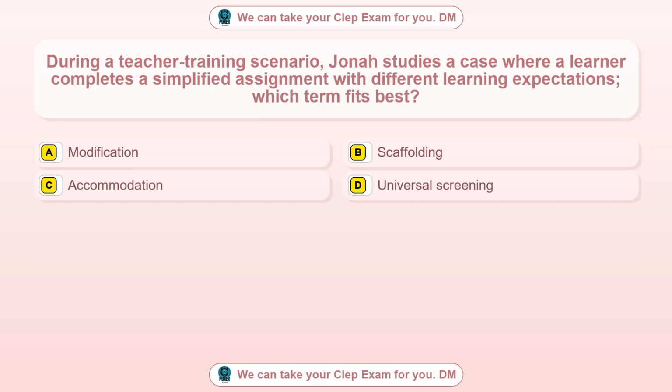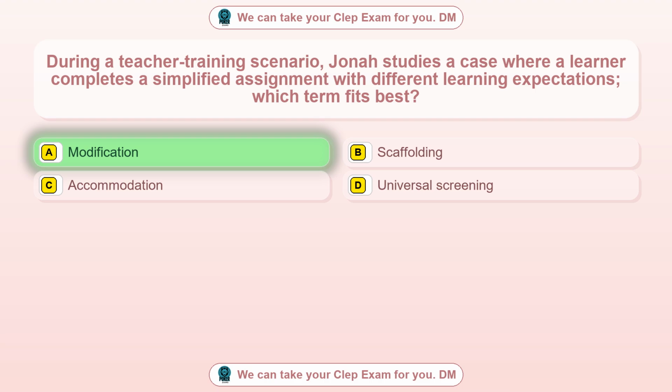Question 65. During a teacher training scenario, Jonah studies a case where a learner completes a simplified assignment with different learning expectations. Which term fits best? Option A, modification. Option B, scaffolding. Option C, accommodation. Option D, universal screening. The correct answer is option A.